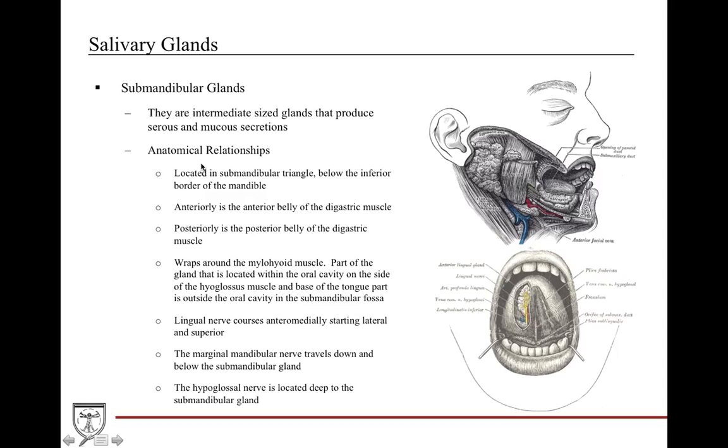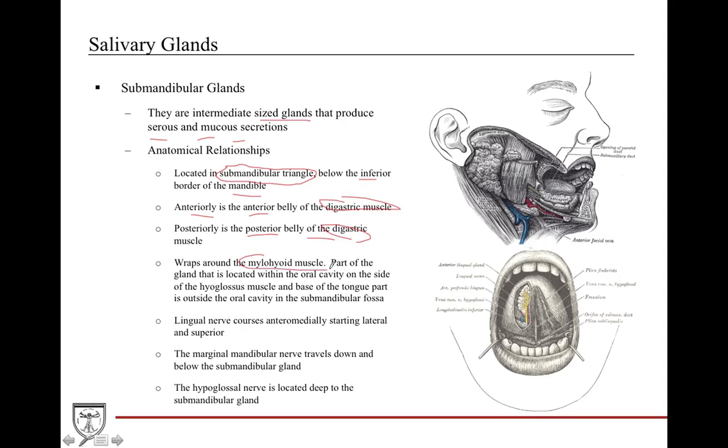Now we'll talk about the submandibular. So the submandibular are like the intermediate, the medium-sized major salivary glands, and they produce serous and mucous secretions. This is located in that submandibular triangle that we talked about before, inferior to the mandible. Anterior is the anterior belly of the digastric. Posteriorly is the posterior belly of the digastric.